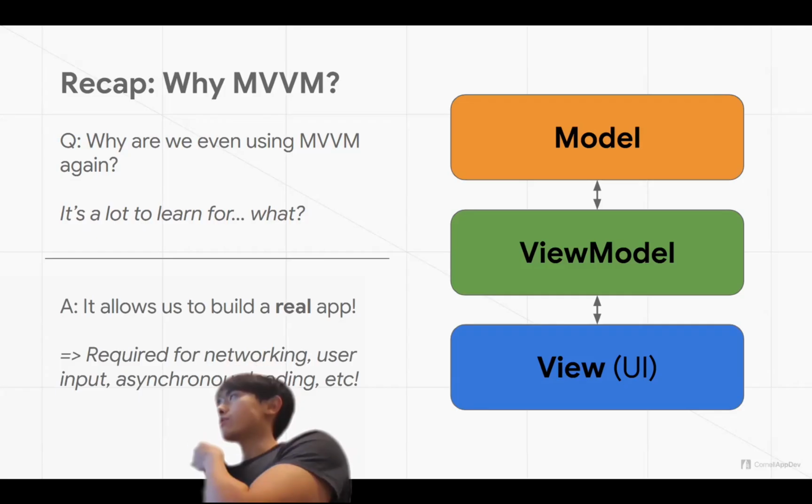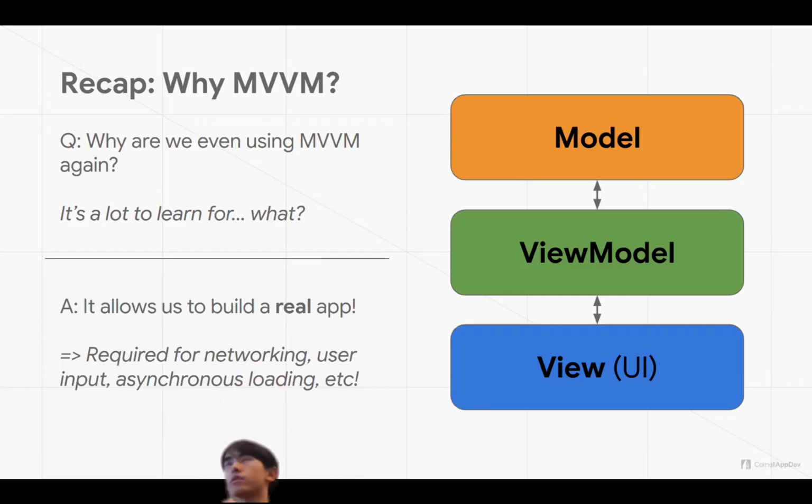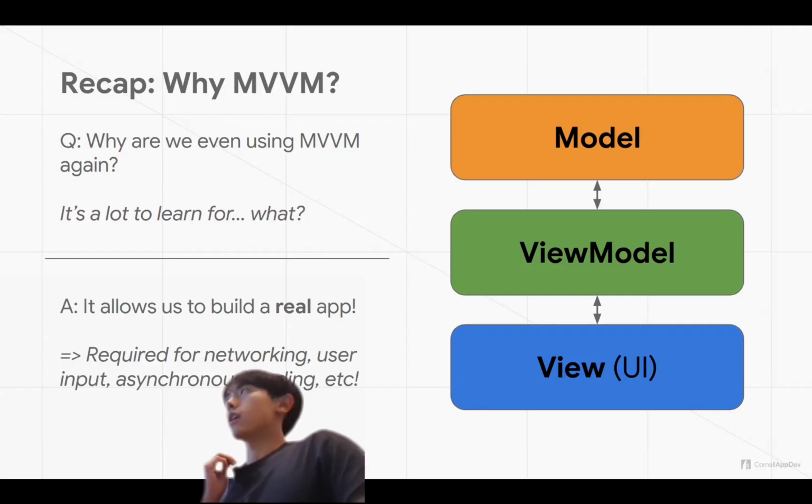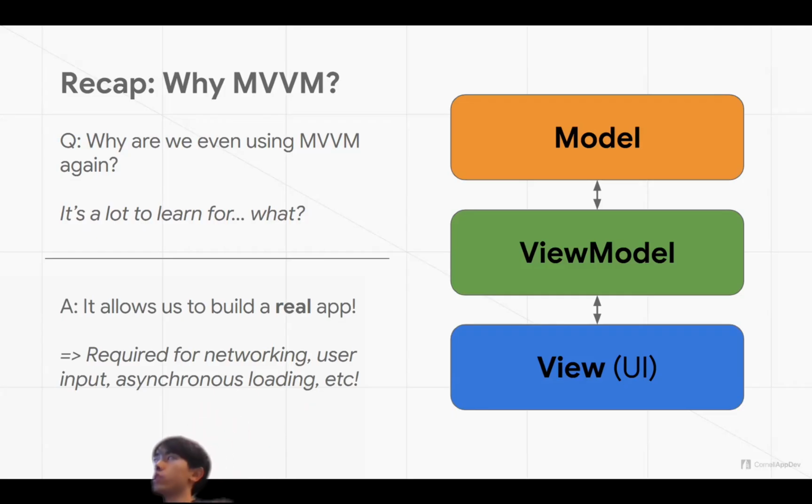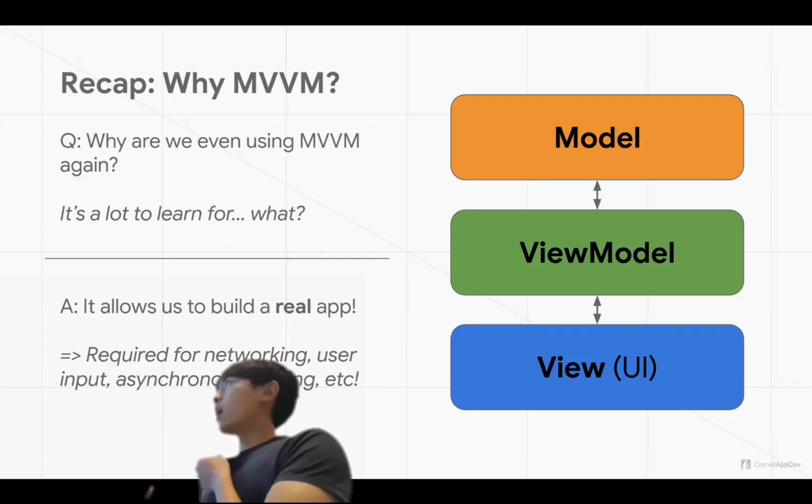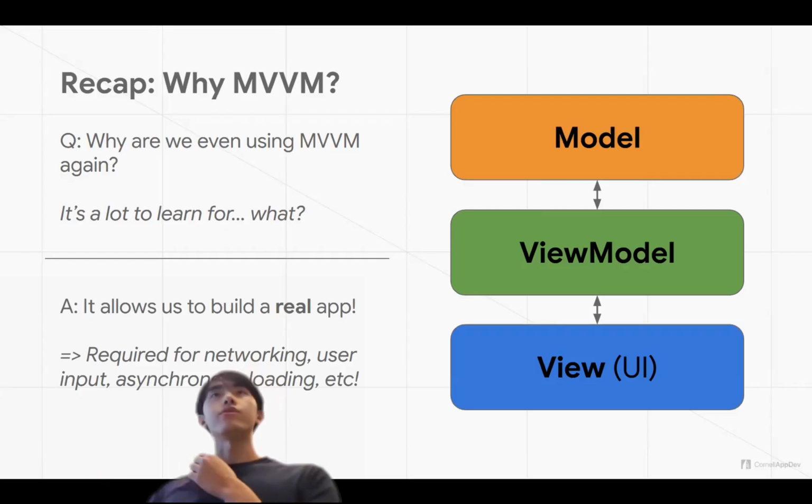Well, it certainly allows us to build a real app with a lot more complex functionalities. MVVM is a really good structure for things like networking, having user input, asynchronous loading, stuff like that. That all gets kind of complicated in the background, but is quite easy to handle in the view model once you use MVVM.